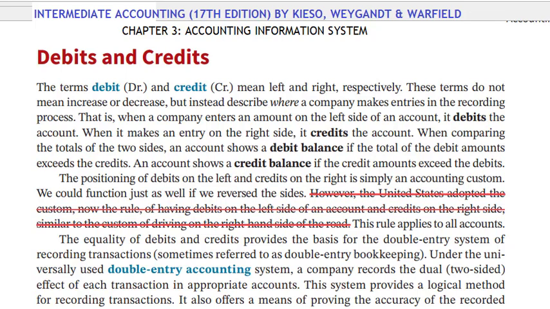This video is about debits and credits. I've taken this from the third chapter, Accounting Information System. It's a nice little paragraph. I have no idea why people don't read books anymore.